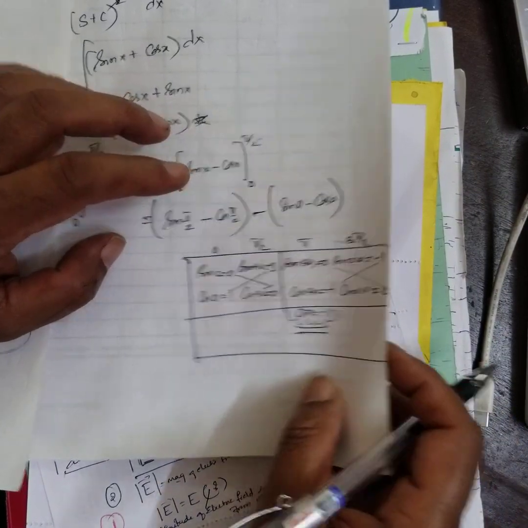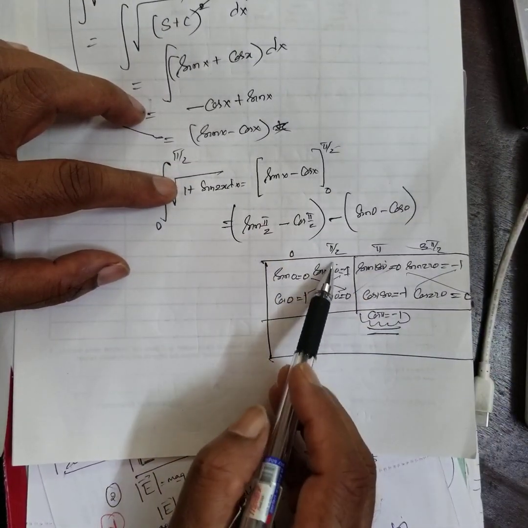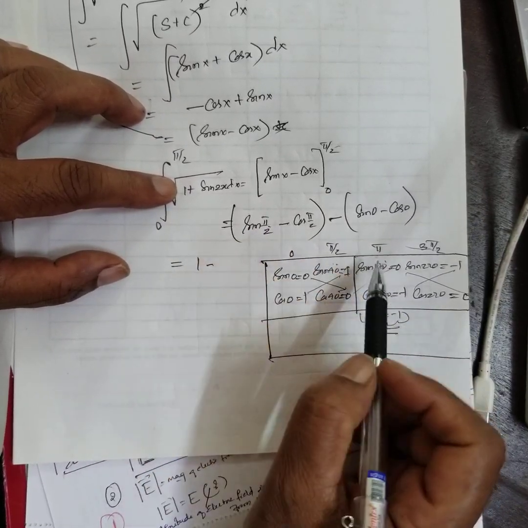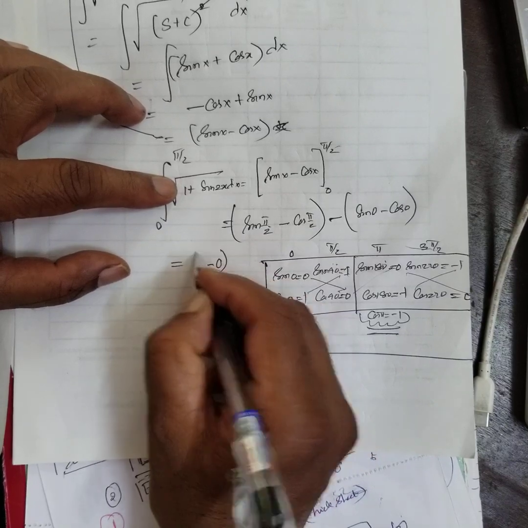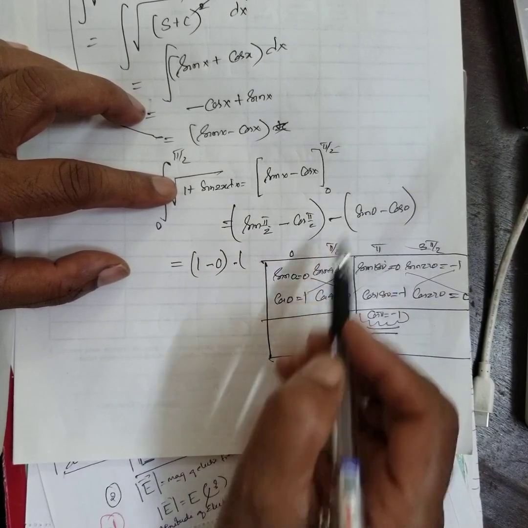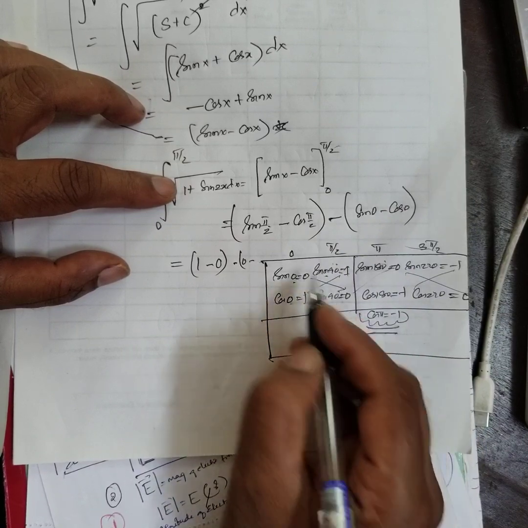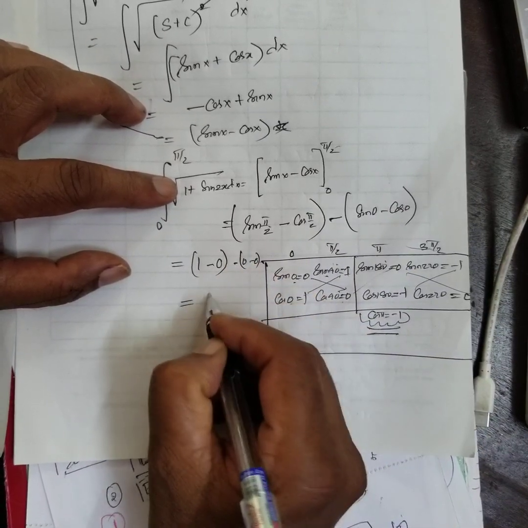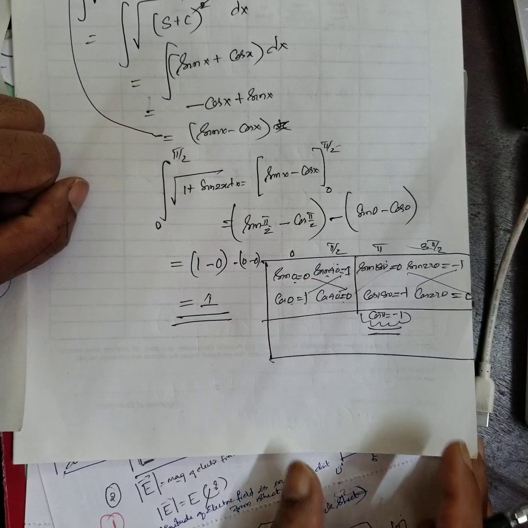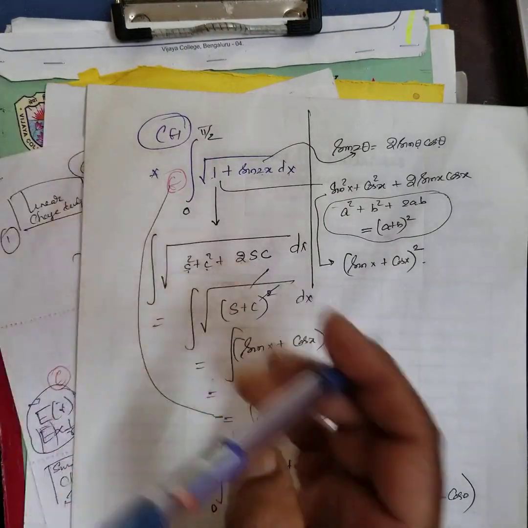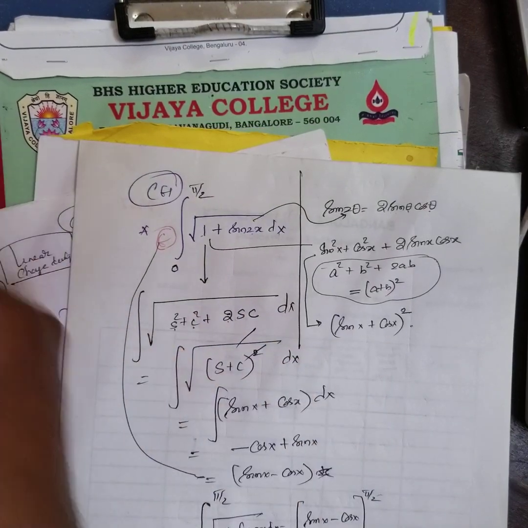Therefore, here what you write? This is 90 now. Sin 90 is 1. Cos 90 is 0. Minus sin 0, 0. Cos 0 is 1. The answer is what? 1. Now, this particular sum, what are the possible sums they will ask? Look, the same sum they may change.